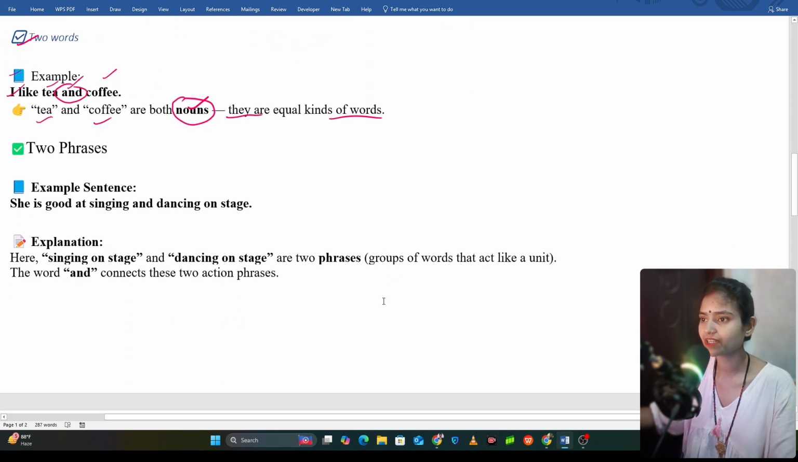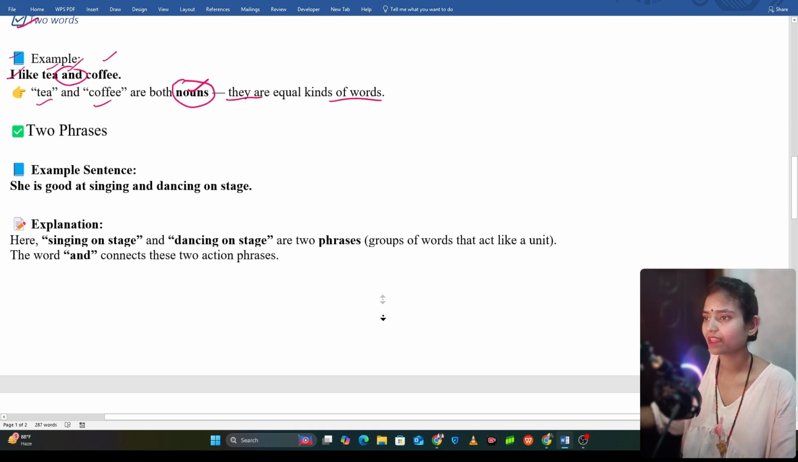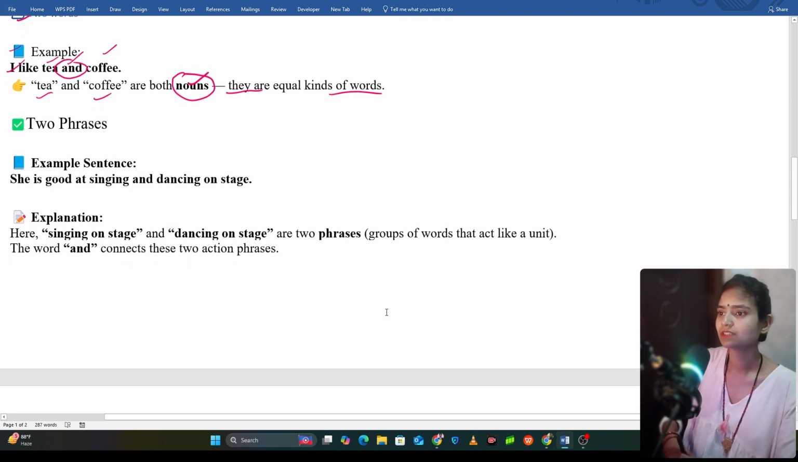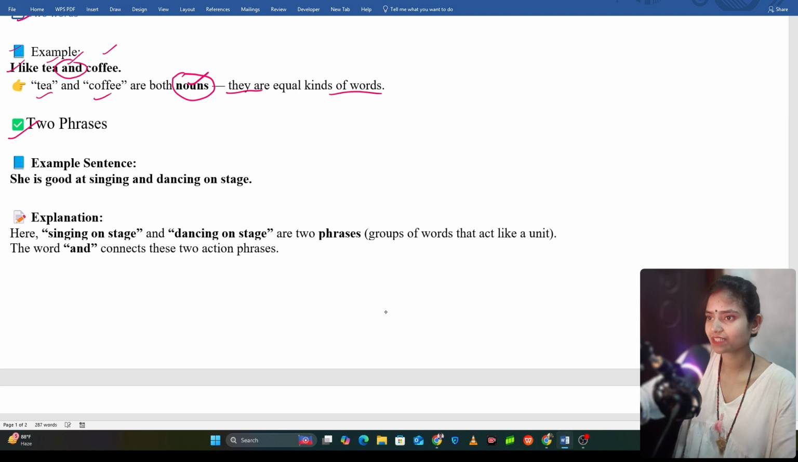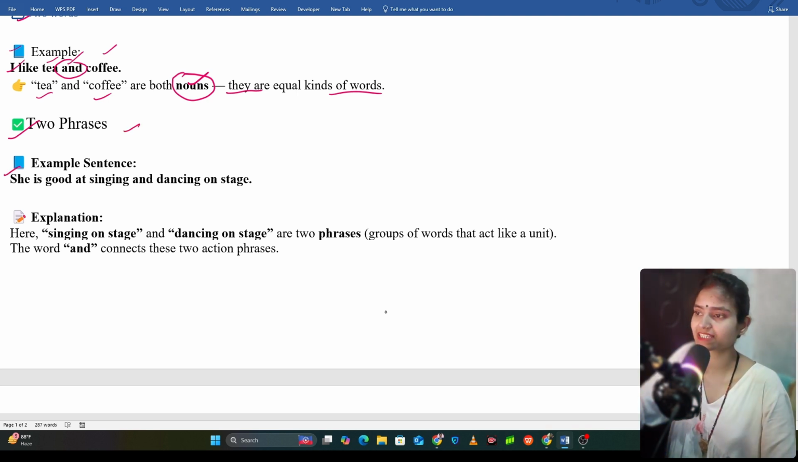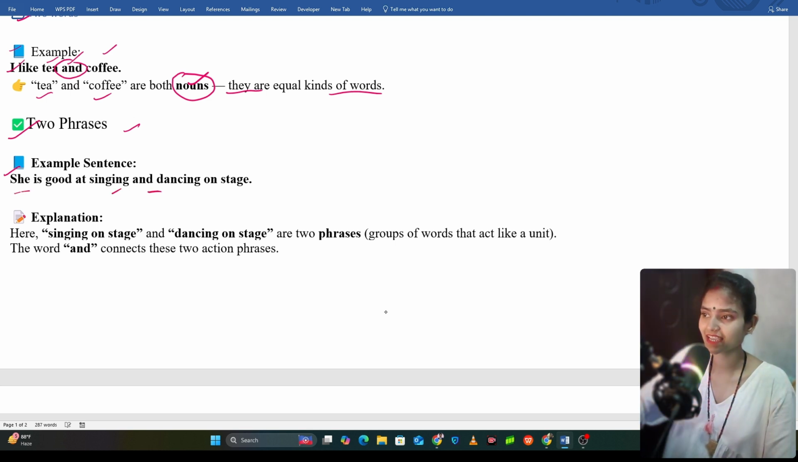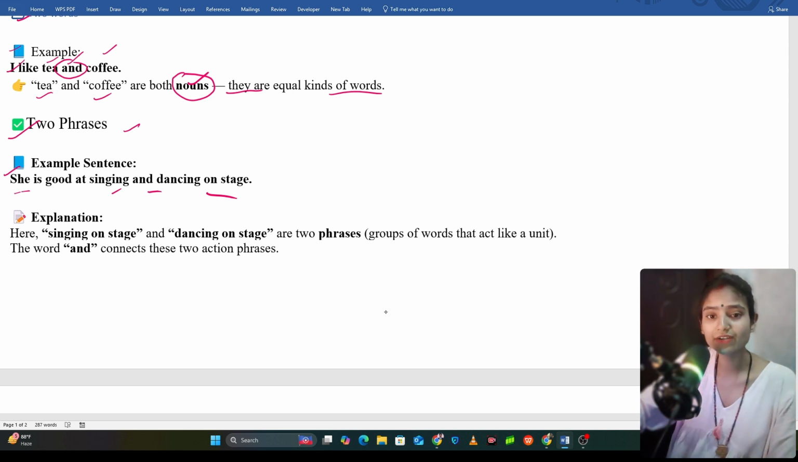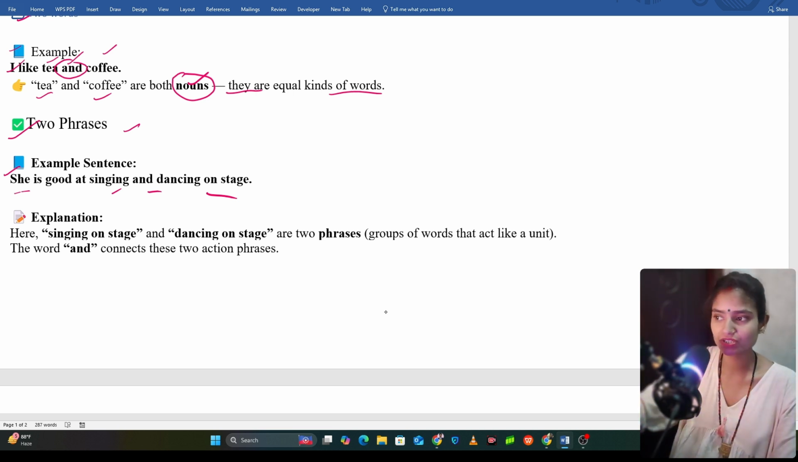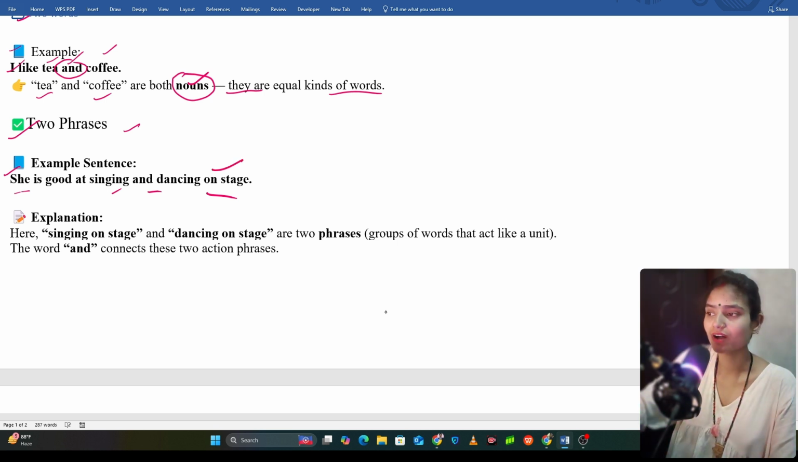Now we'll move on to the next point, which is two phrases. We'll see the example: She is good at singing and dancing on stage. She is good at singing and also dancing, on stage. So we can see the phrase.